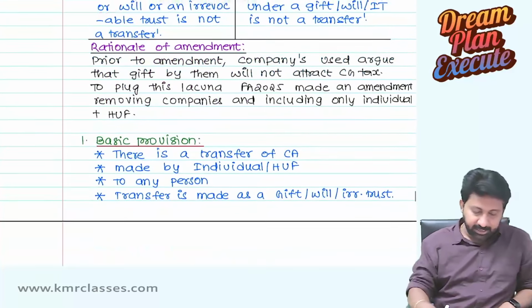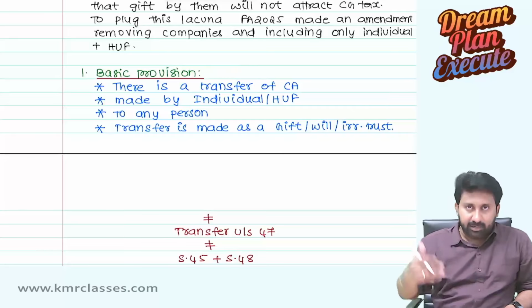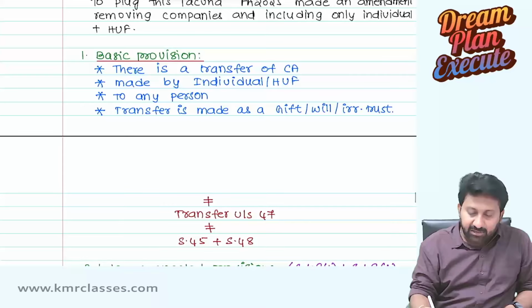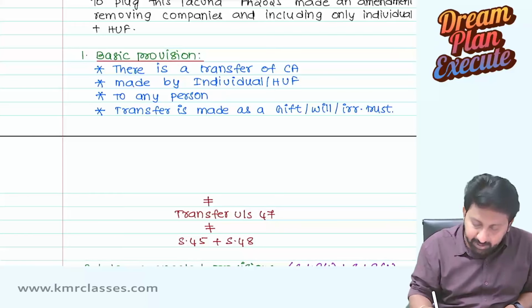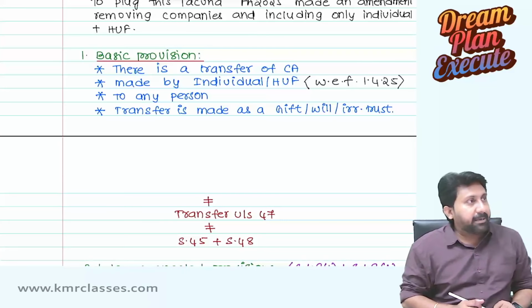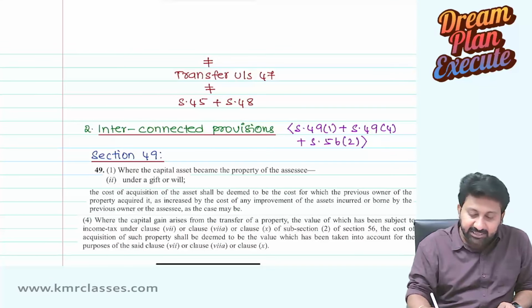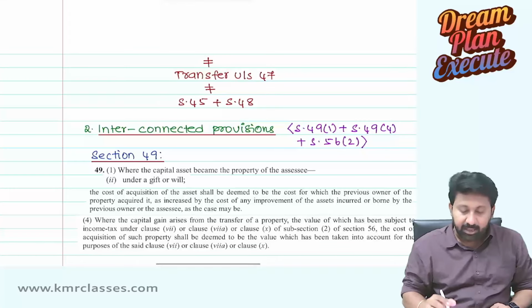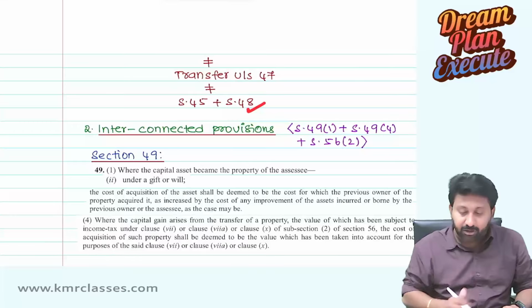Okay. Next. Basic provision. Let us reread the concept. There is a transfer of a capital asset made by an individual or HUF to any person. When the transfer is made as a gift or will or irrevocable trust, it will not be treated as a transfer under section 47. Okay, because of that, 45 shall not apply. 45 shall not apply means 48 also will not apply.